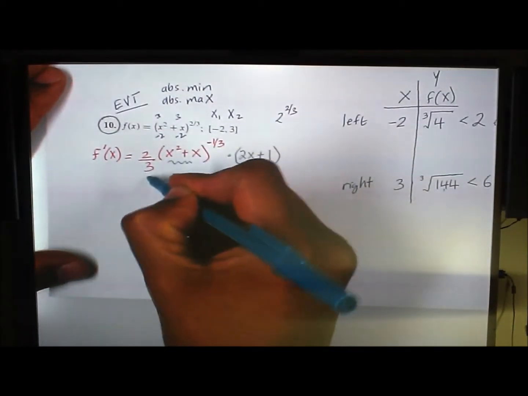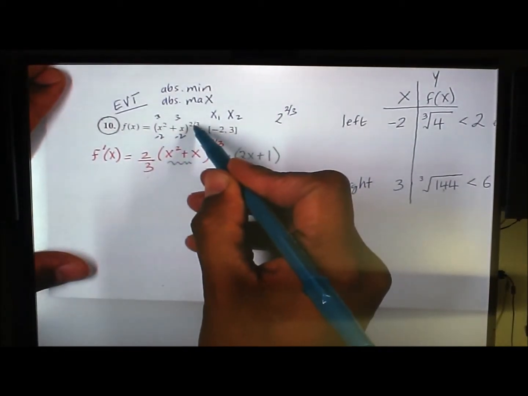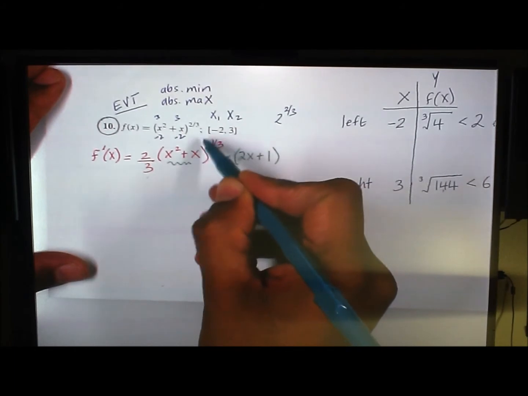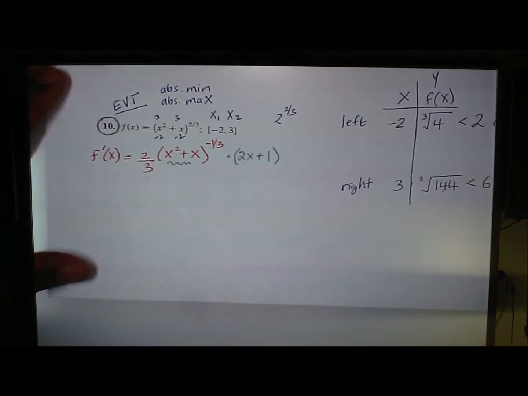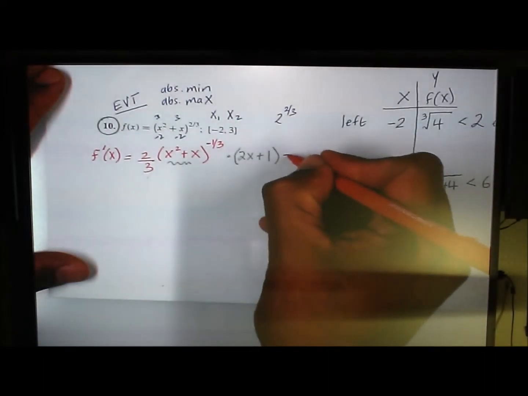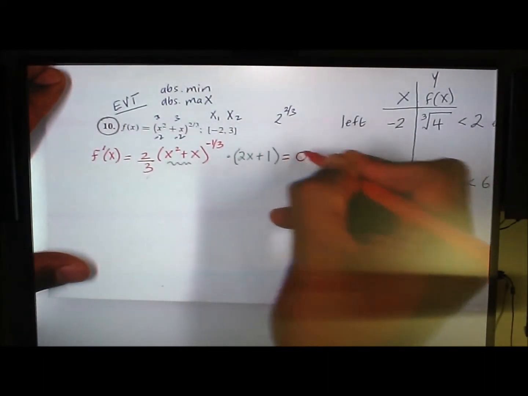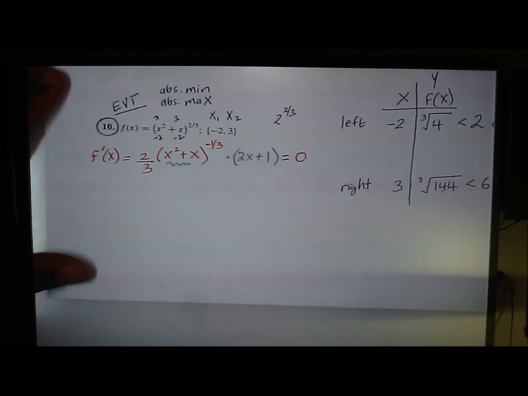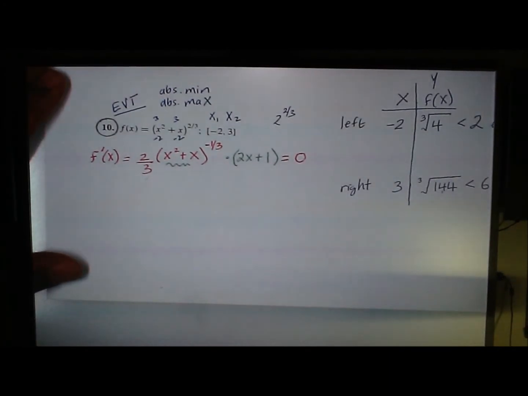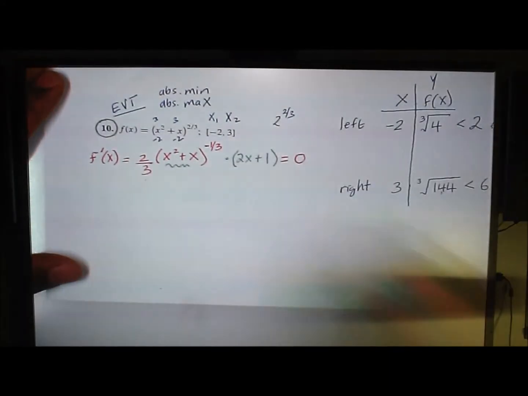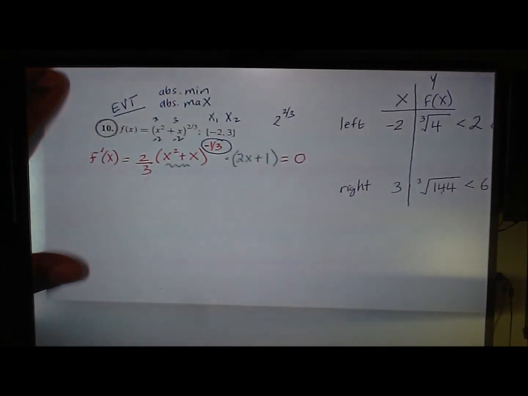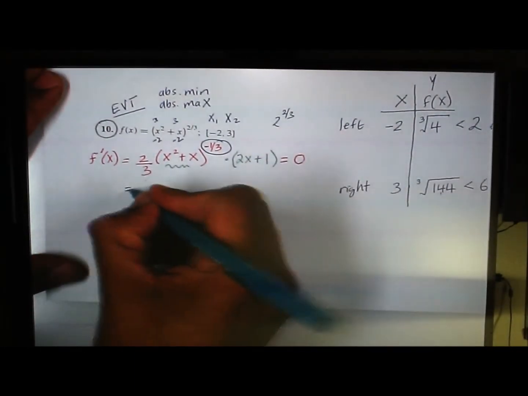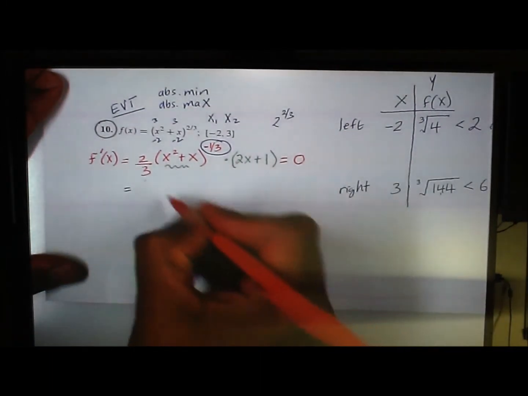I dropped down the 2/3. I subtracted 1 from 2/3, and then I chained. Once you find the derivative, you then want to set the derivative equal to 0 and solve this equation. But this equation, the way it's written right now, is very confusing and very difficult to solve. We usually never want to work with a negative exponent, so I'm going to rewrite this a little bit, and then it'll become easier to solve.